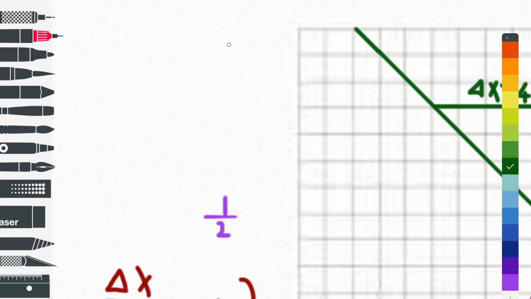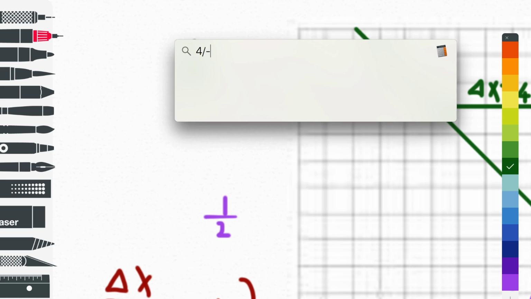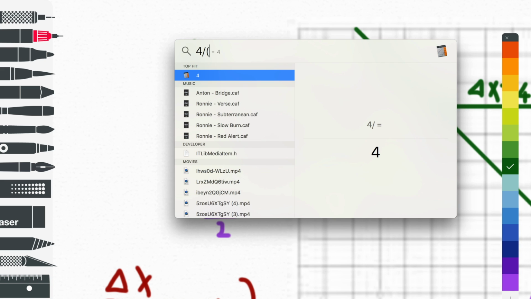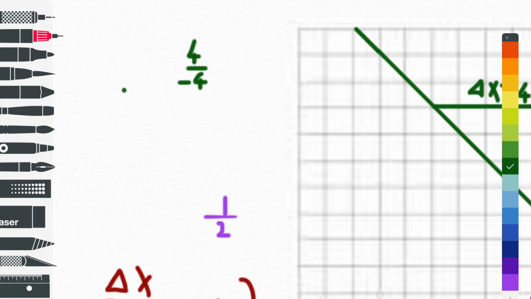So let's write that down. It's 4 over negative 4, and 4 divided by negative 4 is equal to negative 1, right? So this can also be written as negative 1.